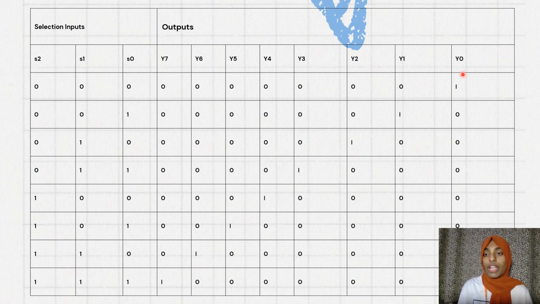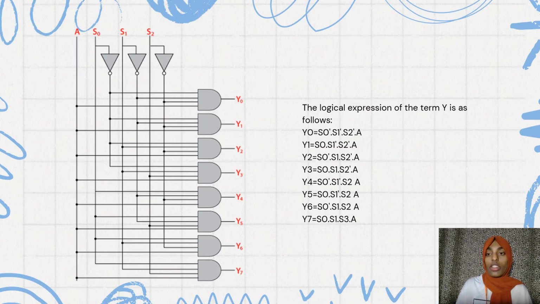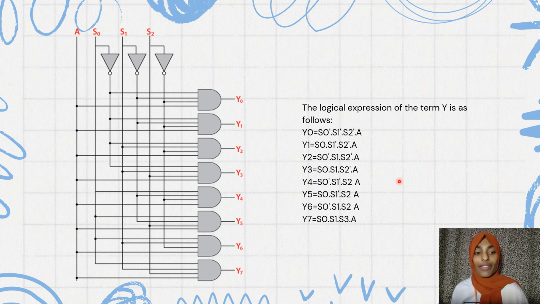And see here, when y0 equals 1, the selection lines S0, S1, and S2, the three are off, which means those three are 0. Here in the logical expression, we have to mention S0 bar, S1 bar, and S2 bar. So let us see how I have mentioned it in logical expressions. And this logical diagram is constructed with the help of the previously shown truth table. And these are the logical expressions from that truth table and logical diagram. There are 8 different outputs from y0, y1, and so on up to y7.